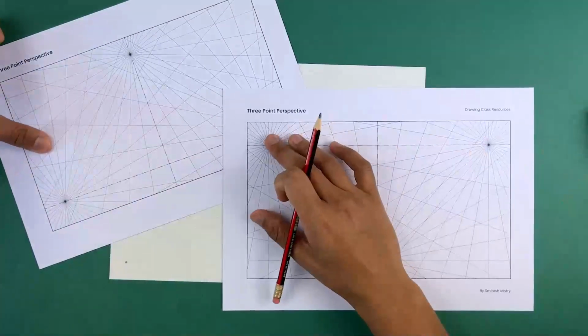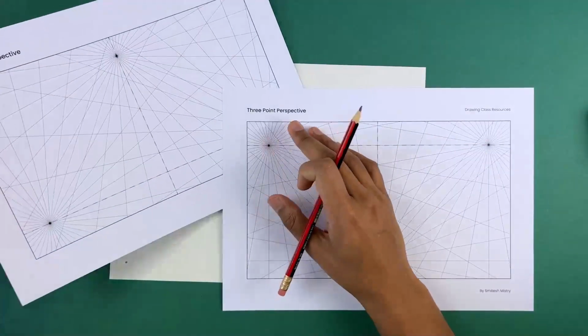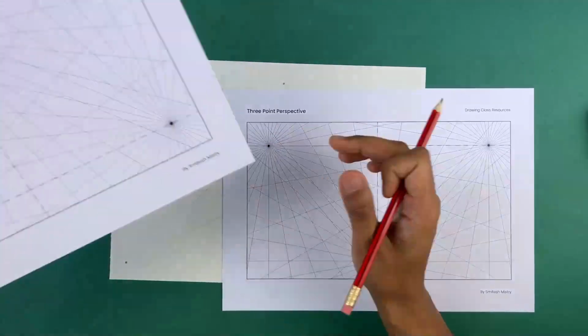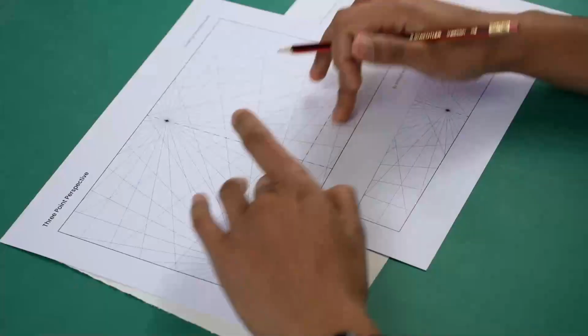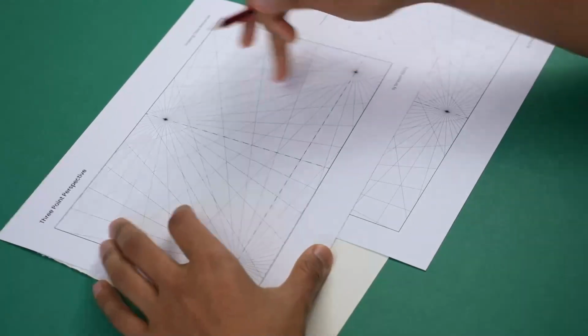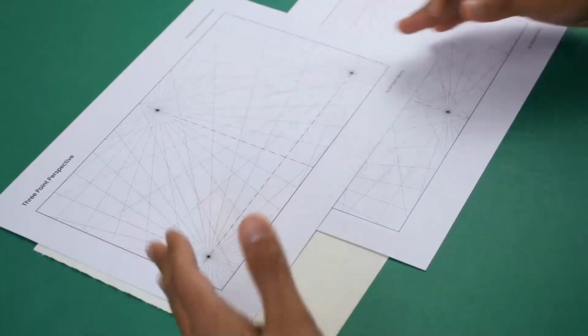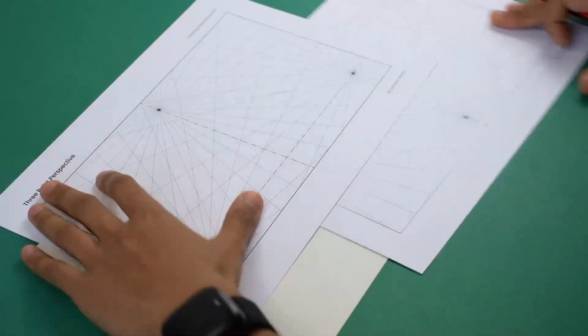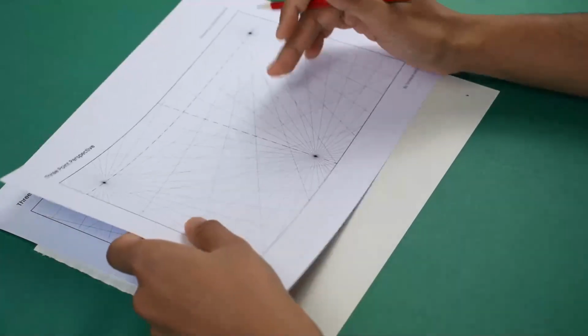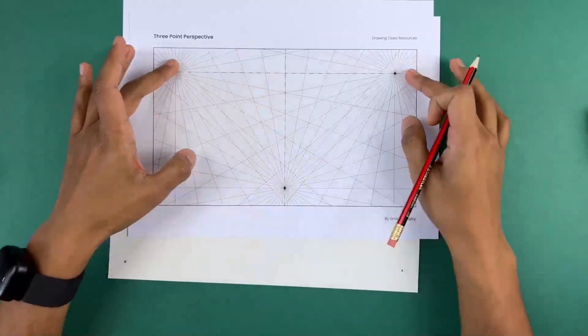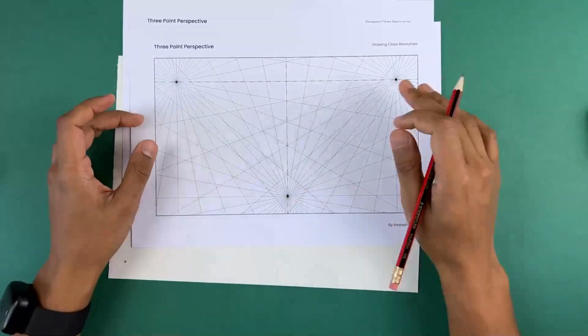So wherever you put your vanishing point, like I said previously, say where the two initial points meet, these two, this is your horizon line. So if you put your third point above this, it's going to make it look like you're looking up at the object. And then say for example, if you put your vanishing point below the horizon line, it's going to look like you're looking down at the object.